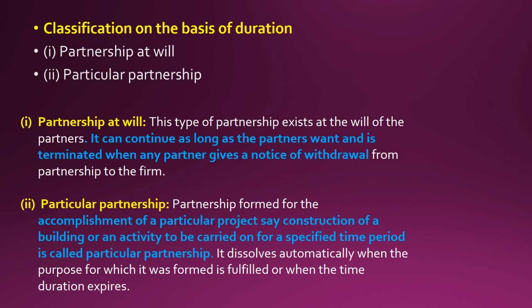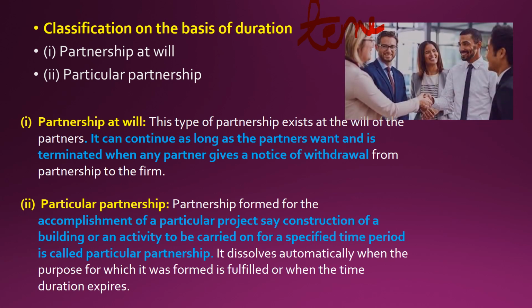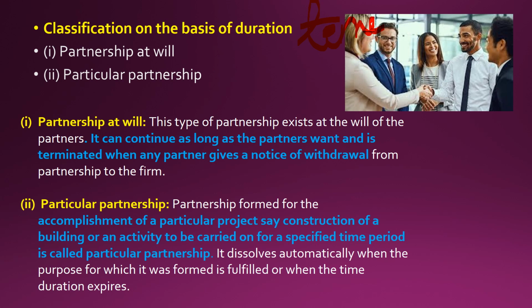Probably you have understood this. What is partnership on the basis of duration? On the basis of duration, I told you it refers to time. So I'm going to write it down again. On the basis of time, it is divided into partnership at will and particular partnership. We are going to circle this so that it's easy for you to understand. Partnership at will means these people will form the partnership deed as long as they want to continue as partners.